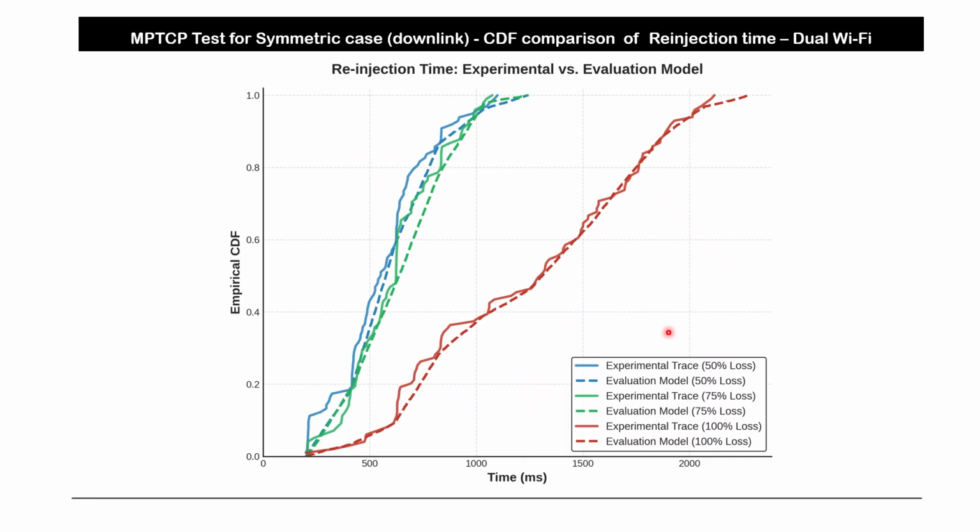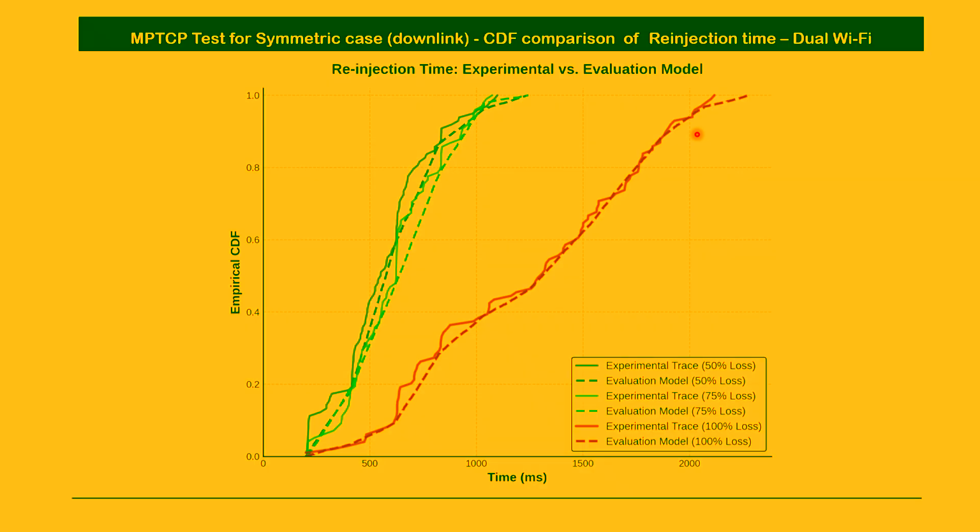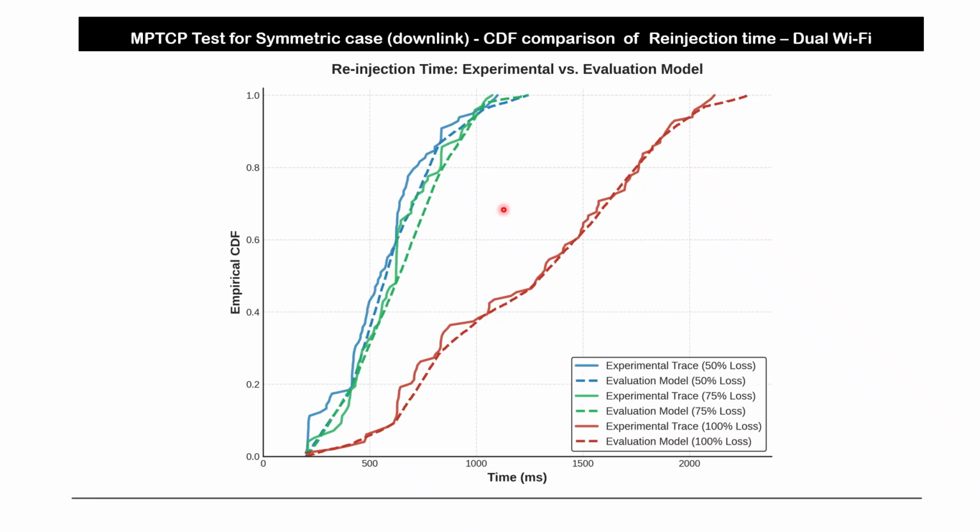Now we'll do the complete comparison between the experimental reinjection time and our evaluation model's predicted reinjection time. Here we are comparing the empirical CDF of both. On the x-axis we have time and on the y-axis we have the empirical CDF. The solid lines are the empirical CDF of the experimental data. The red one is for the 100% loss rate case, green is for 75%, and blue is for 50% loss rate.